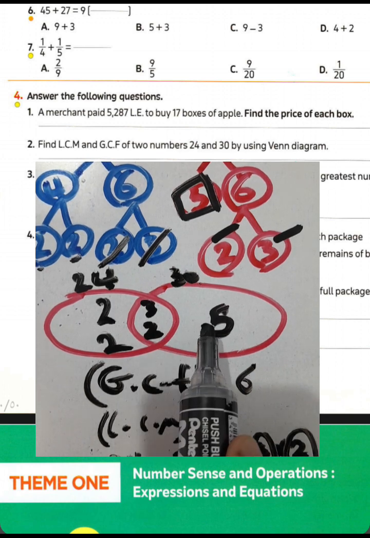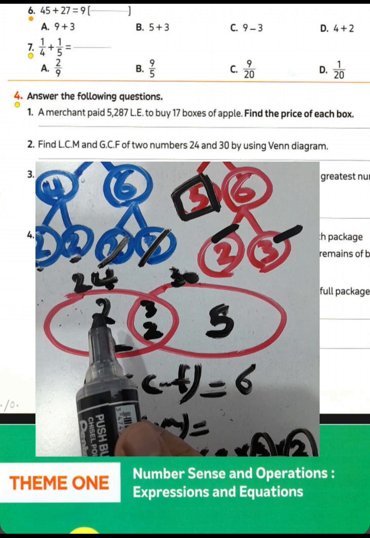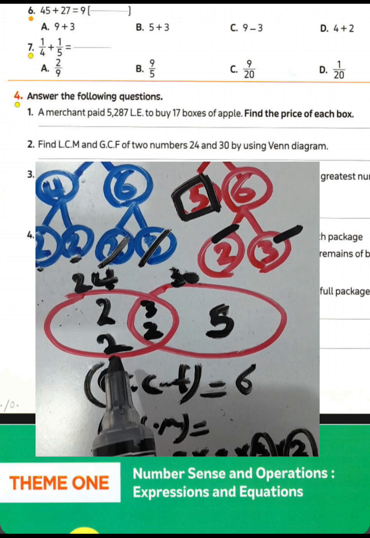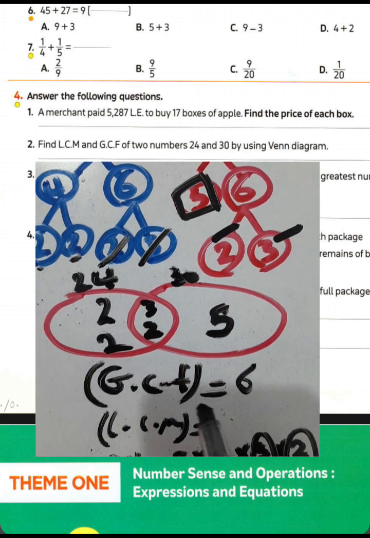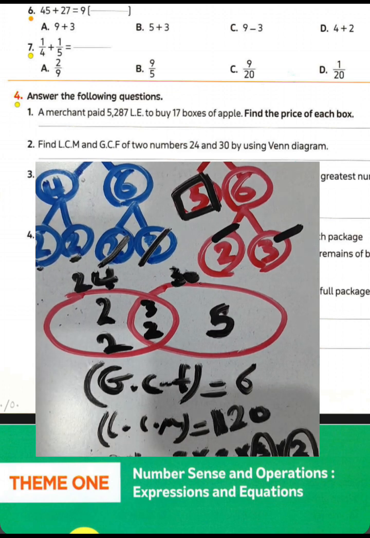We know 2 times 5 equals 10. 10 times 3 equals 30. 30 times 2 equals 60. 60 times 2 equals 120. Then the least common multiple between them equals 120. Between 24 and 30, it will be 120.